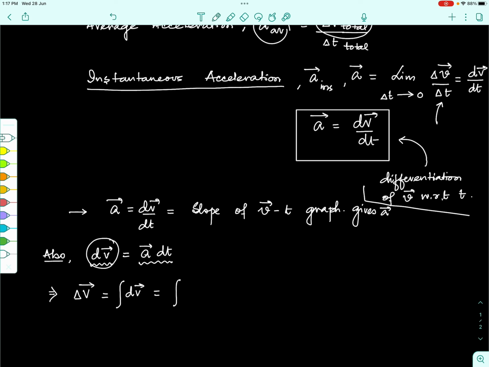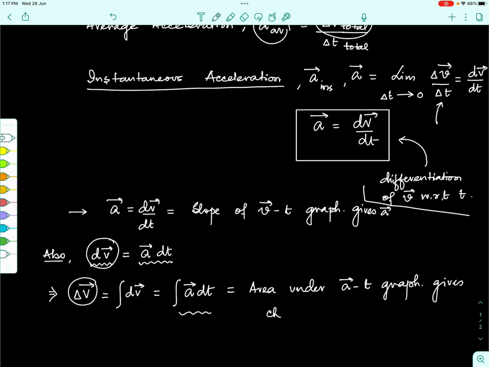On the right hand side, this will be nothing but the integral of a dt. Do we know that the integral of a function with respect to a variable gives us graphically the area under the graph of that function? So integral of a dt is nothing but the area under the at graph, the acceleration versus time graph. Another result from the same expression is that the area under the acceleration-time graph gives the change in velocity of the body. This is also an important result to know. You can directly use it in graphs to get various answers. So, one is that the slope of the velocity-time graph gives us acceleration, and the second is that the area under the acceleration-time graph gives change in velocity. We shall be using these when we study motion through graphs.